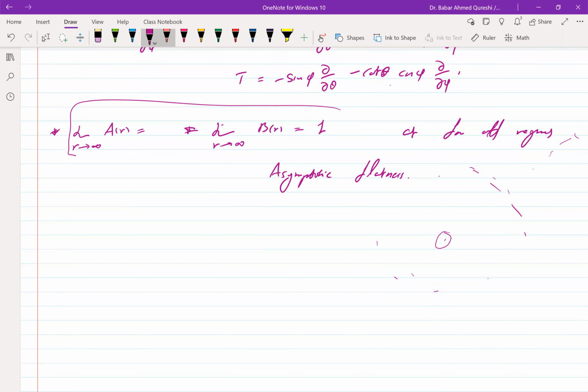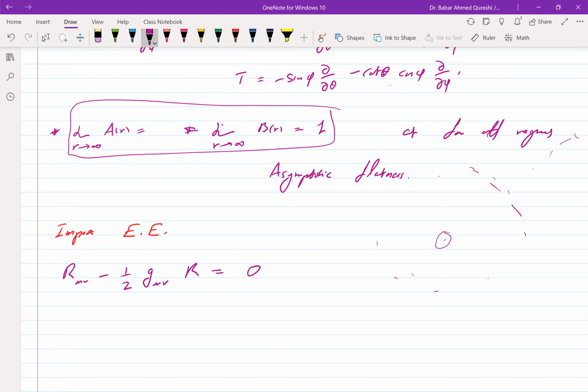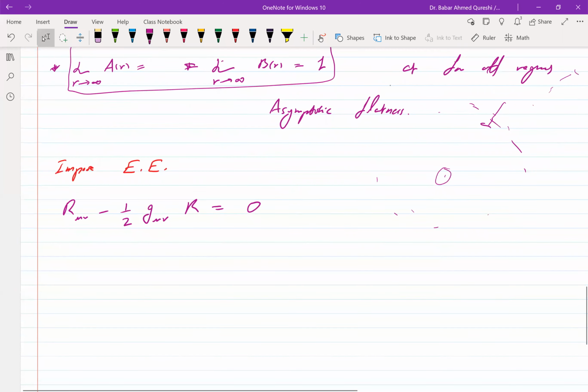Now, armed with this condition and that form of matrix, I can just impose the Einstein equations. And the Einstein equations then will give us what are the possible allowed forms of A(r) and B(r). As you're familiar, the Einstein equations are these. And I'm solving them in an empty region. So the energy momentum tensor is 0. There is no matter around in this region where this metric is valid.